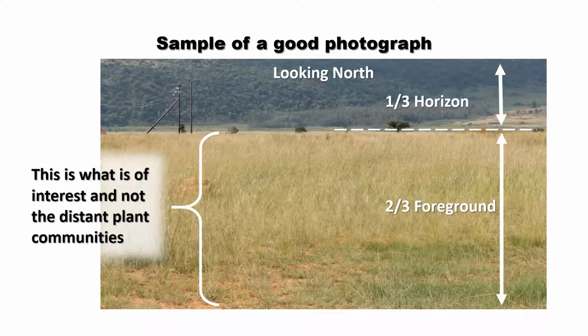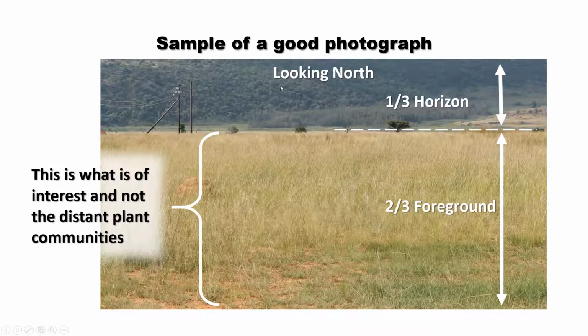Let's have a look at what a good photograph would look like. In the past, the photographs that I have got are not always very representative, because we got a lot of blue sky, a lot of background, and very little representation of the actual grass community that we surveyed. So here we suggest that you put 1/3 of your photograph where the horizon is, and 2/3 in the foreground is your community that you're doing.